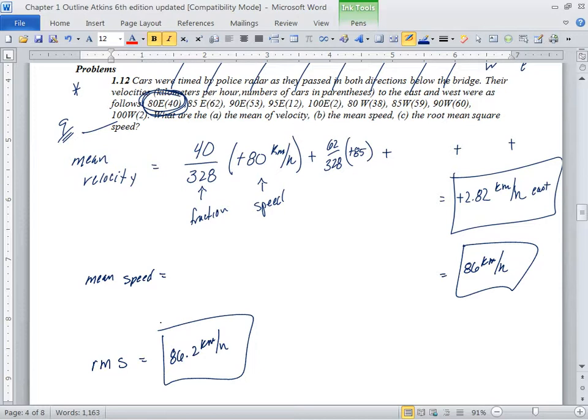Yeah, so you keep going, and you have to change the sign if it's going west. Change the sign, make it negative. And then when they want the mean speeds, you just make all the signs positive, because there's no direction. When we did the mean speed, all the signs are positive. And this one, you keep them for mean velocity.